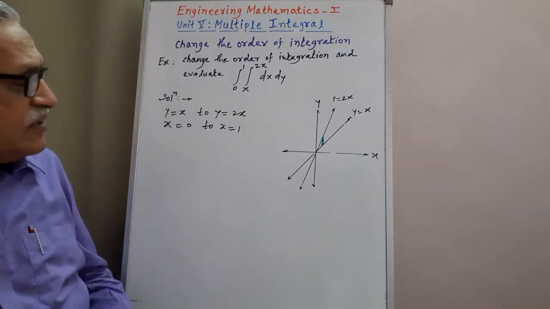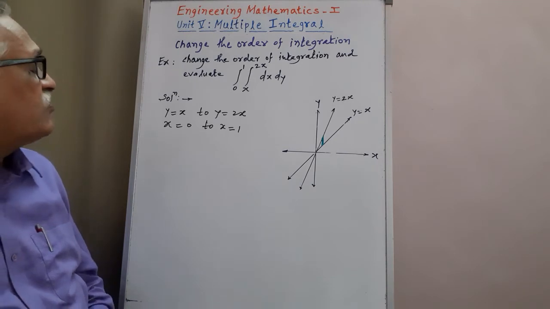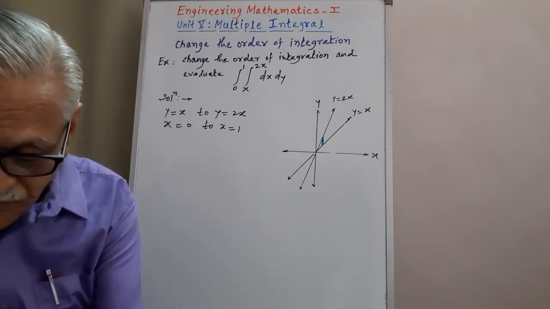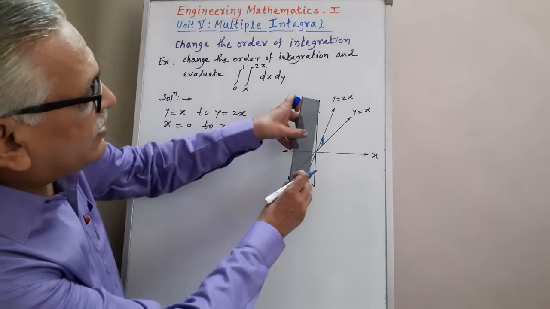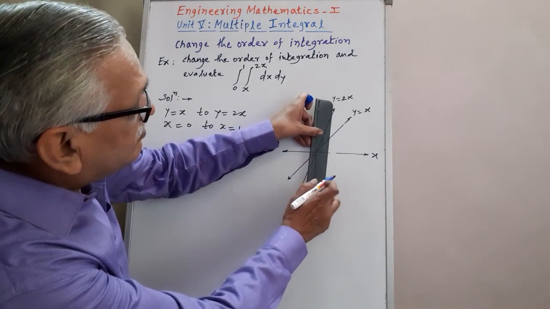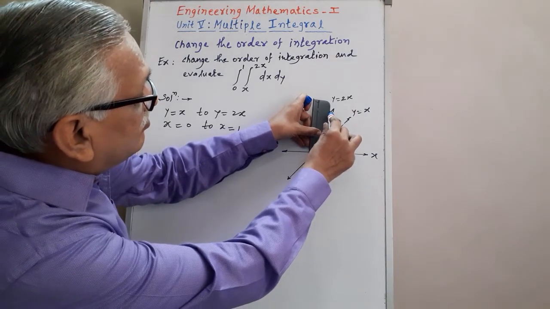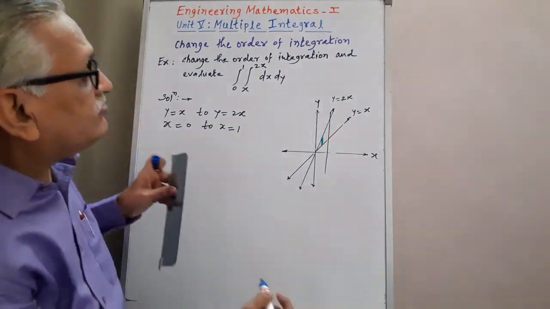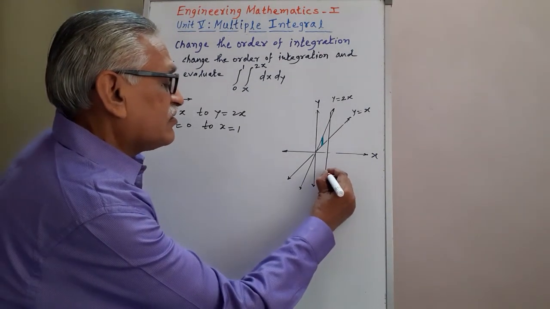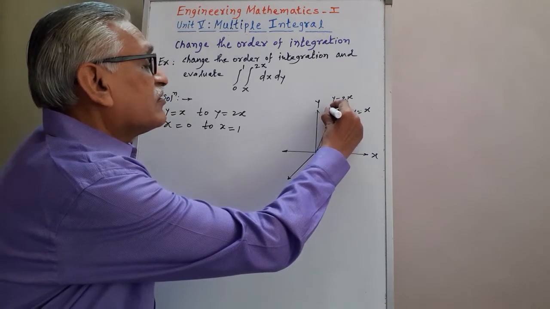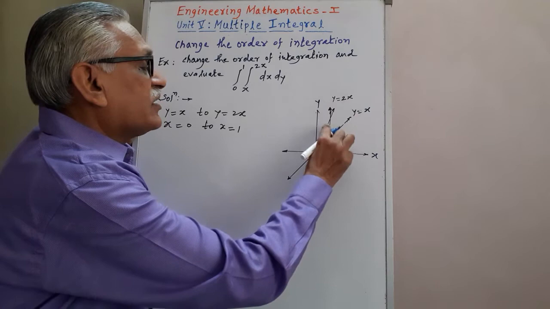Then that strip is moved between x equal to 0, that is the y-axis, to x equal to 1, a line parallel to y-axis at a distance 1. That line.